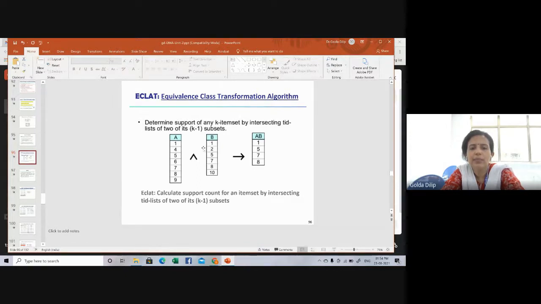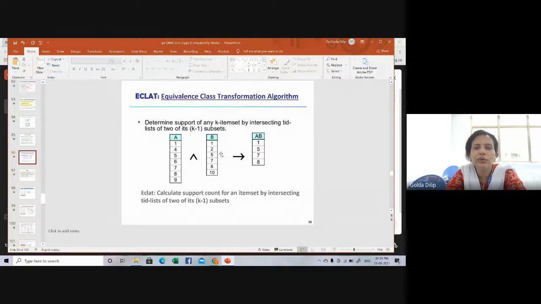Look at A intersection B. What is this output depicting? It shows the items which are common in both A and B. So 1 is common in both A and B, then 5 is common, 7 is also common, and 8 is also common. These are the common item sets.